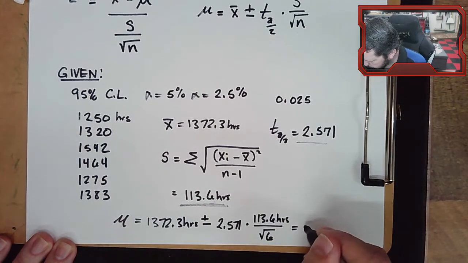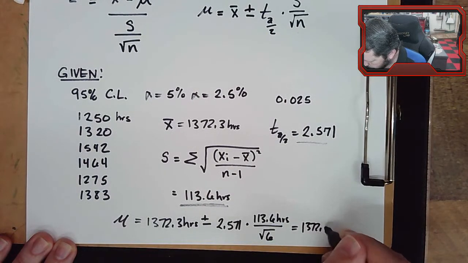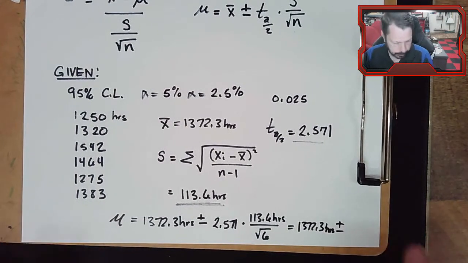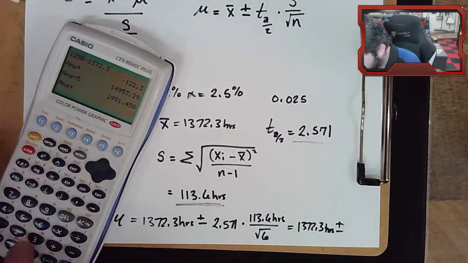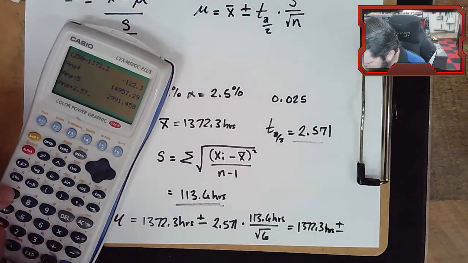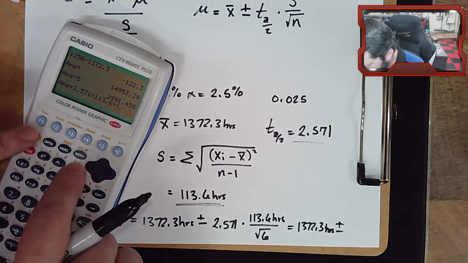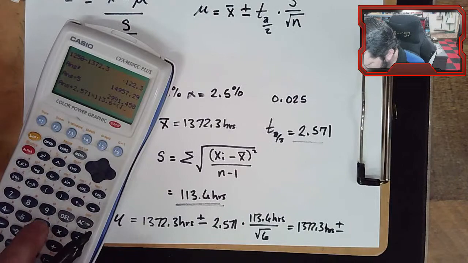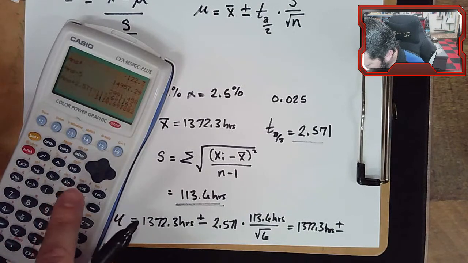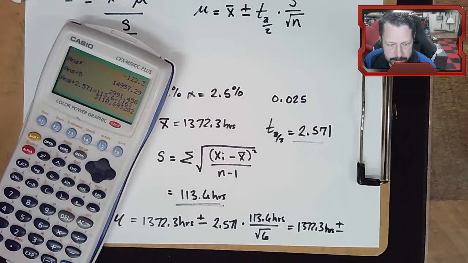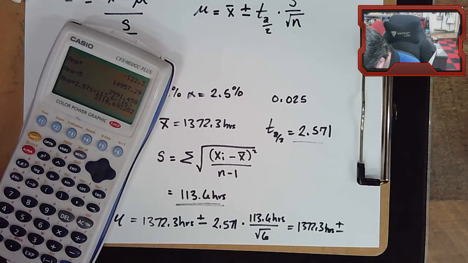So that equals 1372.3 hours plus or minus, I'm running out of room, 2.571 times 113.6 divided by the square root of 6. 3,000? No, that I didn't calculate that right. So let me do that again.